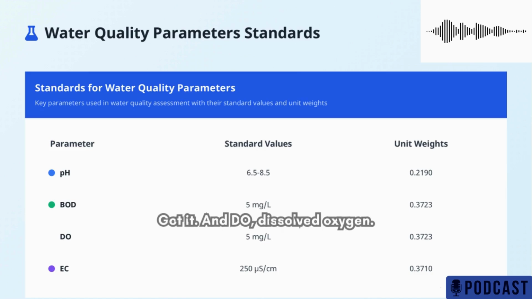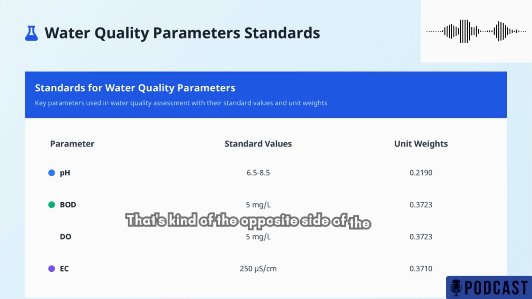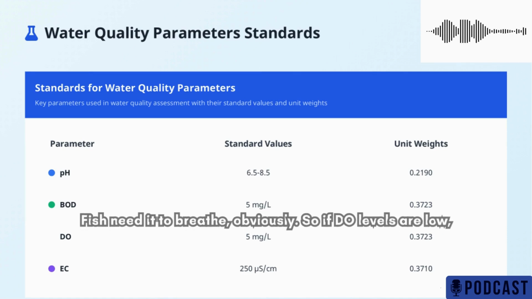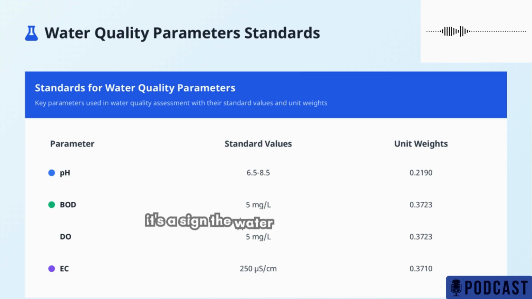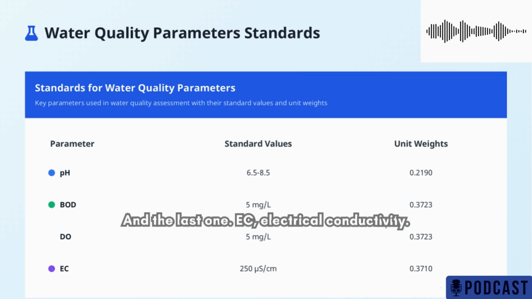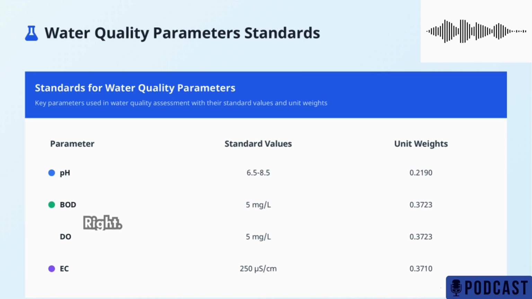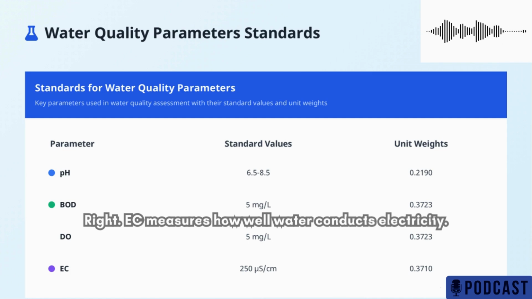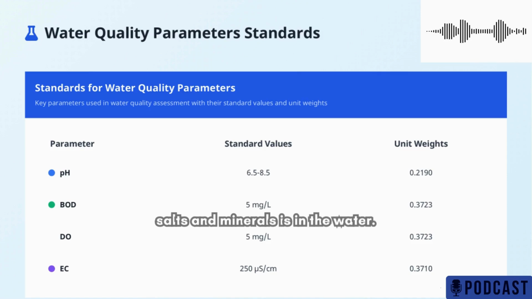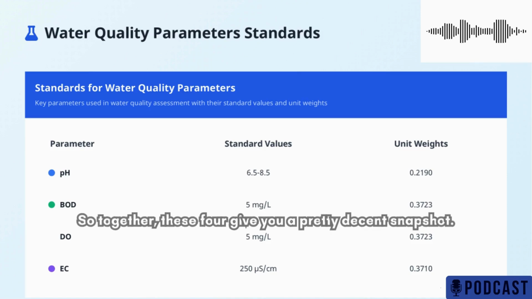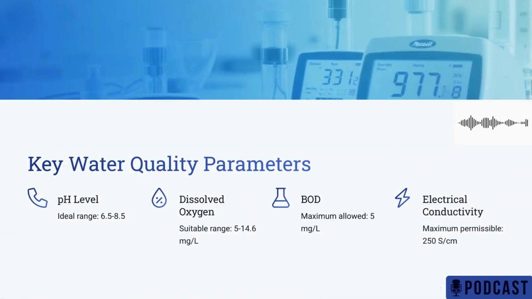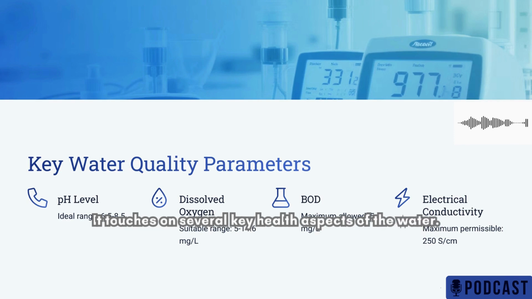Got it. And DO, dissolved oxygen. That's kind of the opposite side of the coin. It's the oxygen available in the water. Fish need it to breathe, obviously. So if DO levels are low, it's a sign the water body is stressed, maybe polluted. Okay, and the last one, EC, electrical conductivity. Right. EC measures how well water conducts electricity. It acts as a sort of proxy for how much dissolved stuff like salts and minerals is in the water. So together, these 4 give you a pretty decent snapshot: chemical balance, organic waste load, oxygen levels, dissolved solids. It touches on several key health aspects of the water.